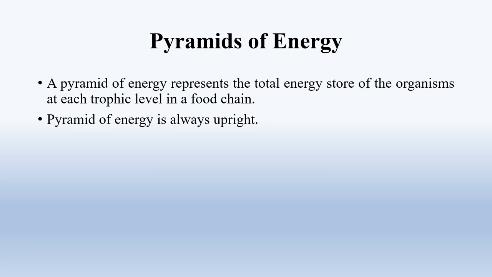And lastly, and the most important pyramid is our pyramid of energy. It represents the total energy that is stored in the organisms at each trophic level in a food chain. The pyramid of energy is always upright, which proves the point that energy is always decreasing in each trophic level of a food chain.